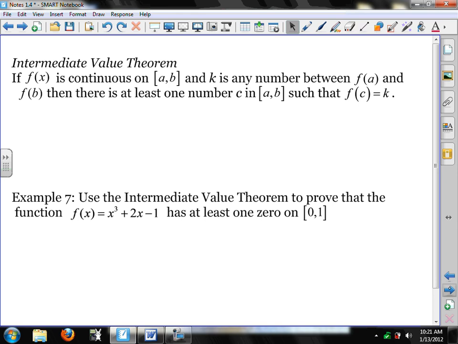Go ahead, write it down here real quick. We'll talk about exactly what that means. We have a continuous function on the interval from a to b. It says k is any number between f of a and f of b, there has to be at least one number in between a and b such that f of c equals k. Again, this is called the intermediate value theorem.